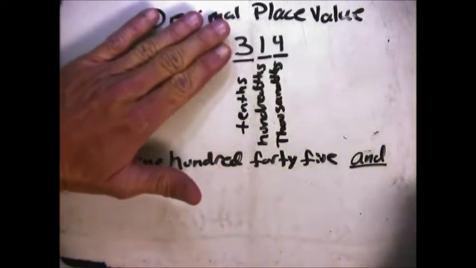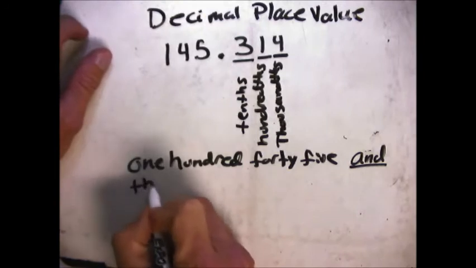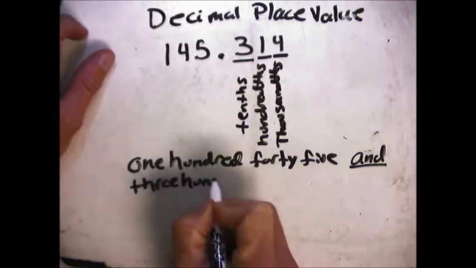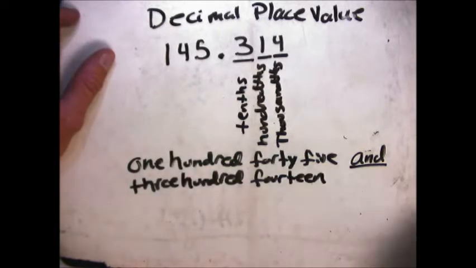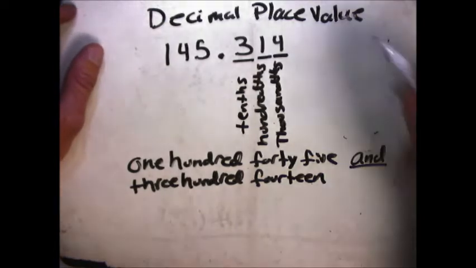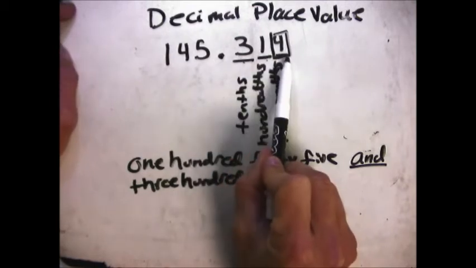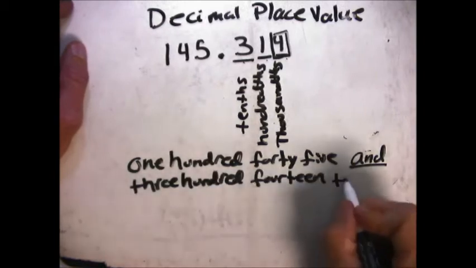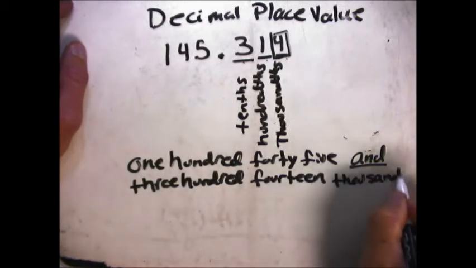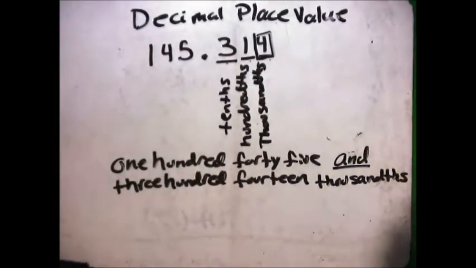Now I cover everything up in front of the decimal, and I just read the number that you see. The number that you see is 314. Now I need to write the place value of the last digit. So this is the tenths, hundredths, thousandths. So this is 145 and 314 thousandths. That is how you write a decimal in word form.